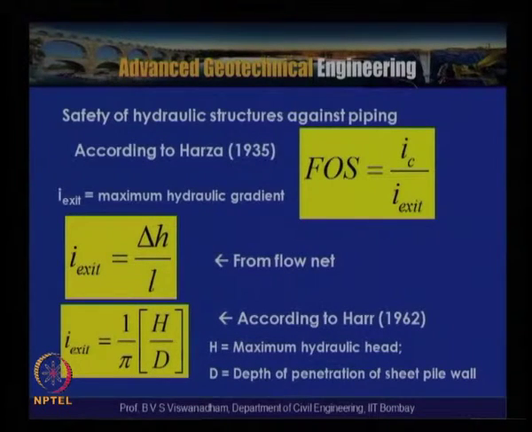According to Harr 1962, I exit can also be estimated by 1 by pi into H by D, where H is the maximum hydraulic head, which is nothing but the difference between the upstream water level and the downstream water level, and D is the depth of penetration of the sheet pile wall.